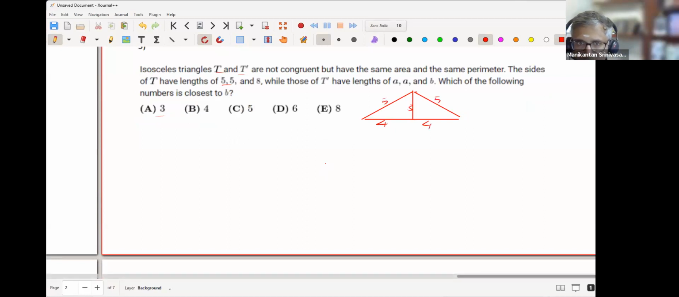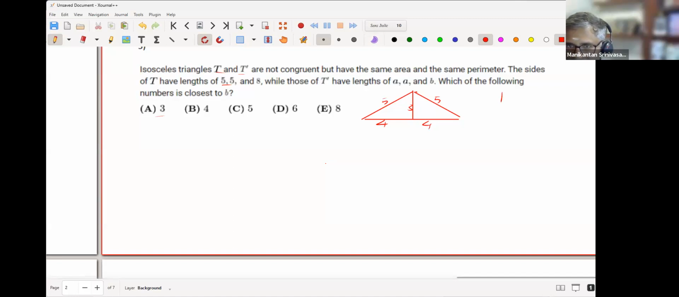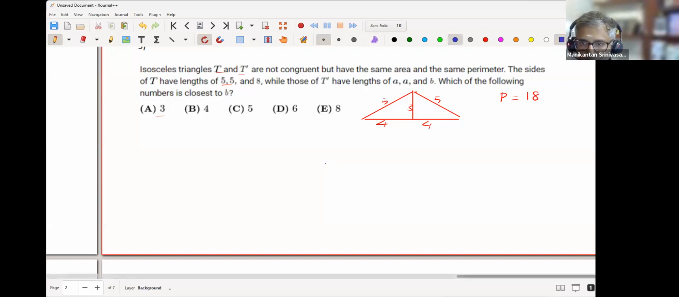Okay, so this is the 5, 5, and 8 triangle. This is triangle T. Now, what is the perimeter? Perimeter is 18. Okay, now we can imagine another triangle with the same area and same perimeter, but it's going to be steeper. So a triangle, something like this.